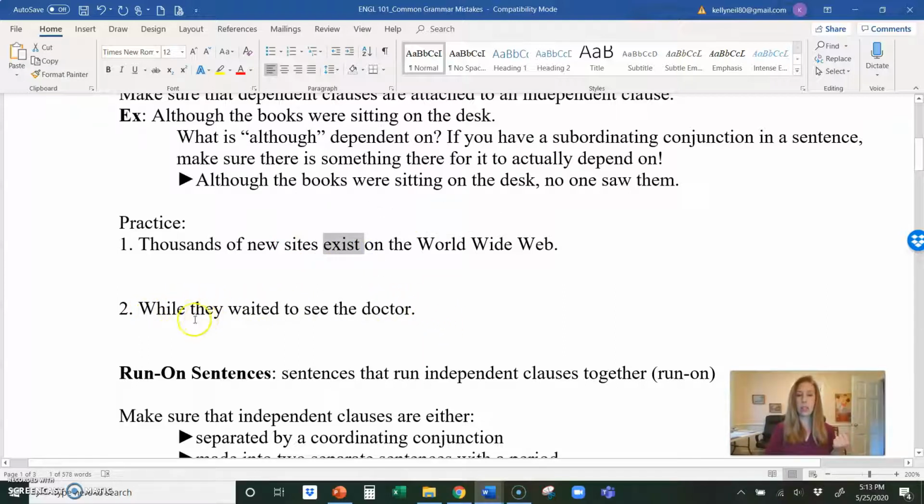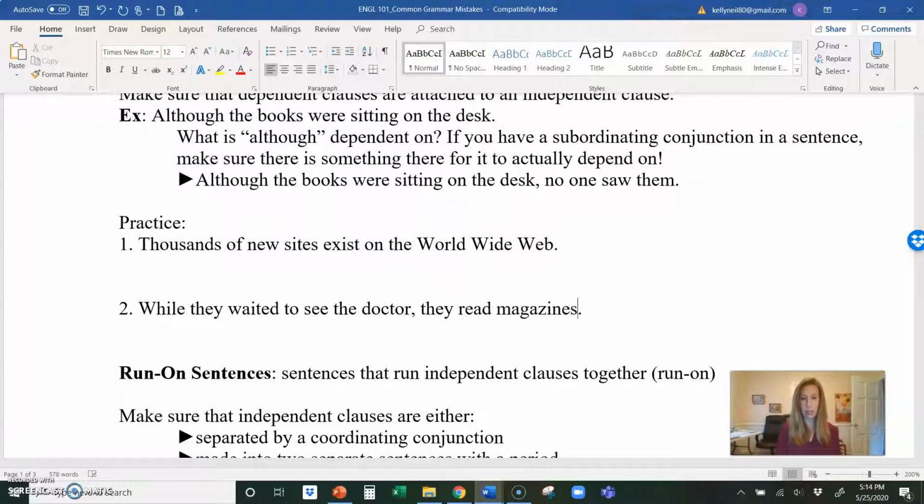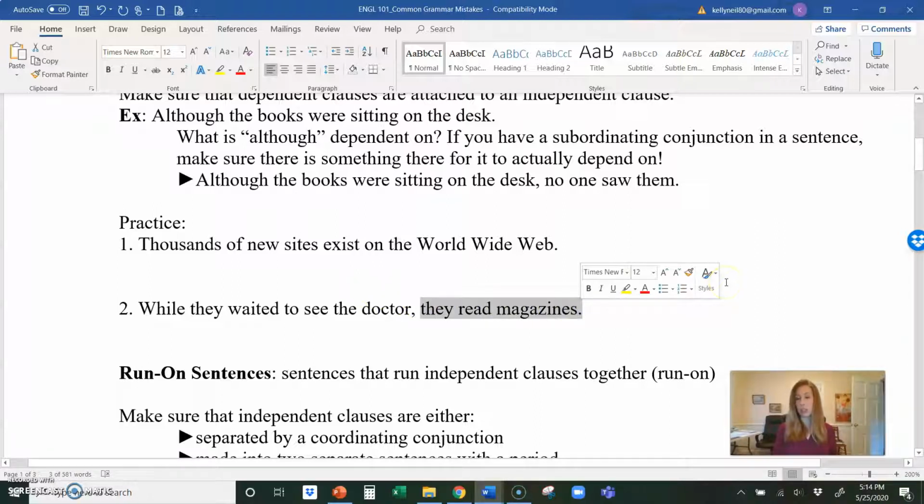Next, while they waited to see the doctor. So I look at this sentence and I say, okay, this is not a complete thought because there's still more you have to say for it to make sense. While they waited to see the doctor, what? I have a subordinating conjunction with the word while. That makes this whole thing a dependent clause. It has to depend on an independent clause in order to make sense. While they waited to see the doctor, they read magazines. How about that? So now I've added an independent clause to that sentence, they read magazines, and I've fixed the problem of that fragment. So there's lots of different ways you could fix that second one. That's just one example. Okay, so that's fragments.